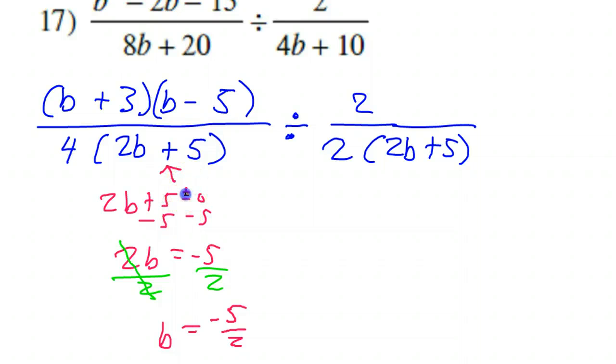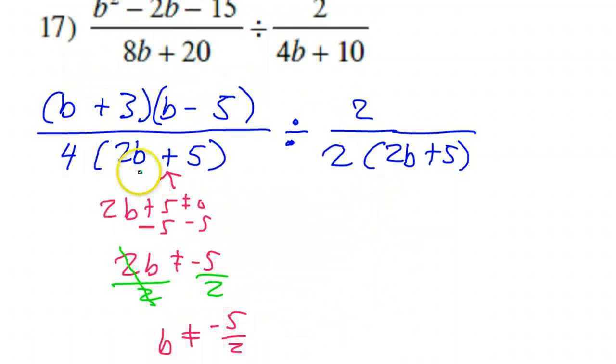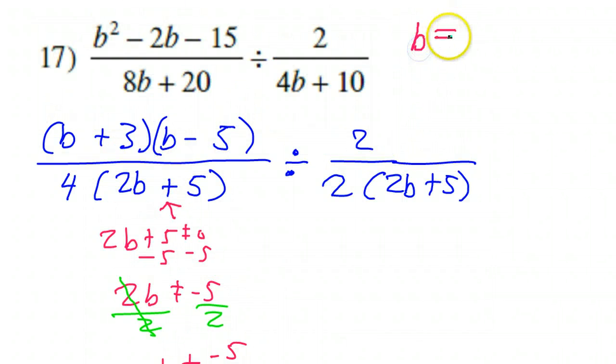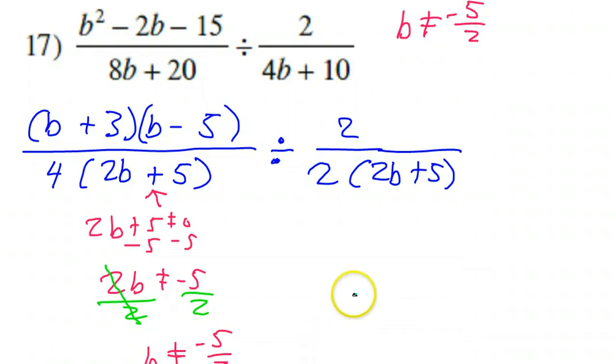Or I should say cannot equal. We're talking restrictions, so that's one restriction. From this I get b cannot equal negative 5 over 2. I'm just going to write that down. The numerator of the first fraction does not matter. Now over here, neither the numerator nor the denominator is allowed to be 0. But 2b plus 5, we already did that. We already have that, so there are no additional restrictions.